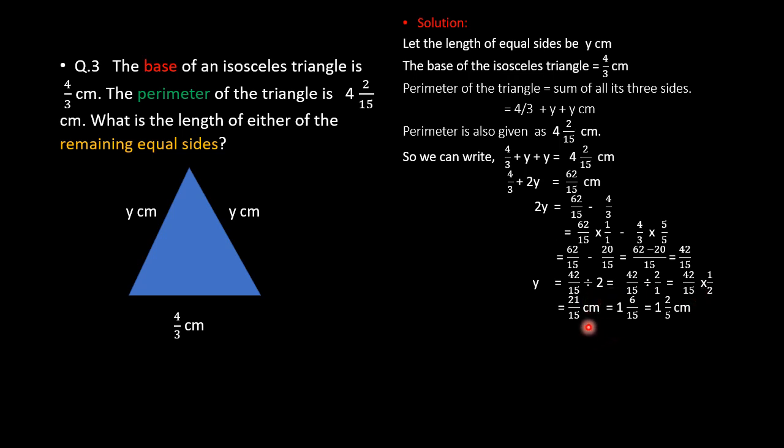It is an improper fraction. So convert it into mixed number and we get 1 and 6 by 15. And again we can simplify 6 by 15 and it is 1 and 2 by 5 centimeter. So the length of either of the remaining equal sides, y centimeter, is equal to 1 and 2 by 5 centimeter.